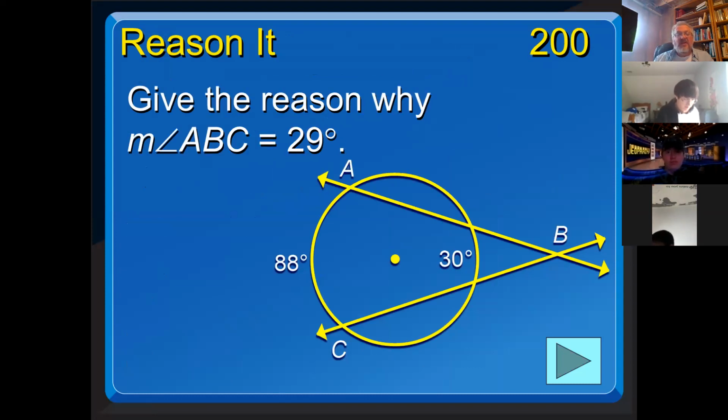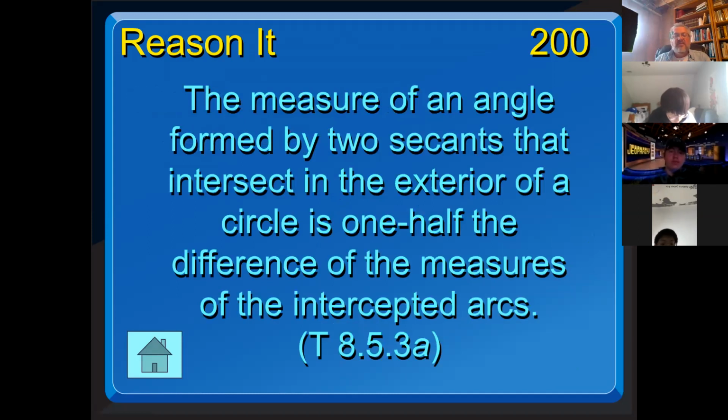This should be section 5, right? Right. So it is the measure of an angle formed by two secants. The measure of an angle formed by two secants that intersect in the exterior of a circle is half the difference of the measures of the intercepted arcs. Yep. So this was toward the end of that section. They might have a little video here. From 8.5.3a.